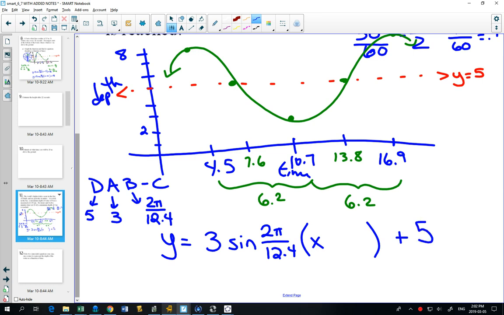The only thing I need to figure out is where does a sine graph start? A sine graph starts in the middle going up. Here's a point in the middle going up. What kind of transformation would that be? We'd have to go to the right, 13.8.